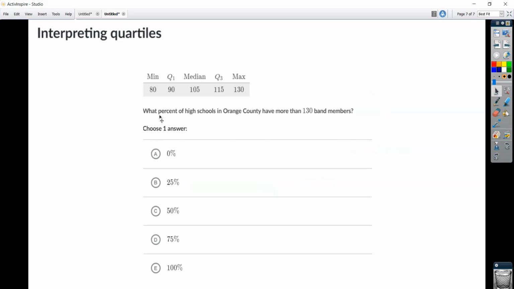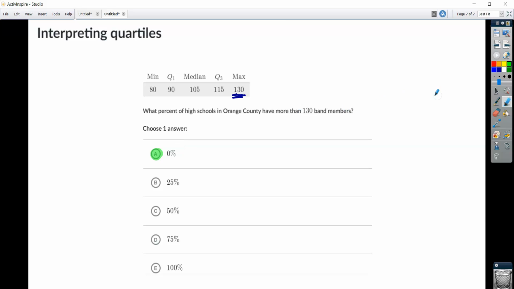And last but not least, this is for interpreting quartiles. It says, what percent of high schools in Orange County have more than 130 band members? Well, in this case, you see 130 is the max. So is there anybody that has more than 130? No. Therefore, the correct answer in this case would be 0%. There's nobody that has more than 130.